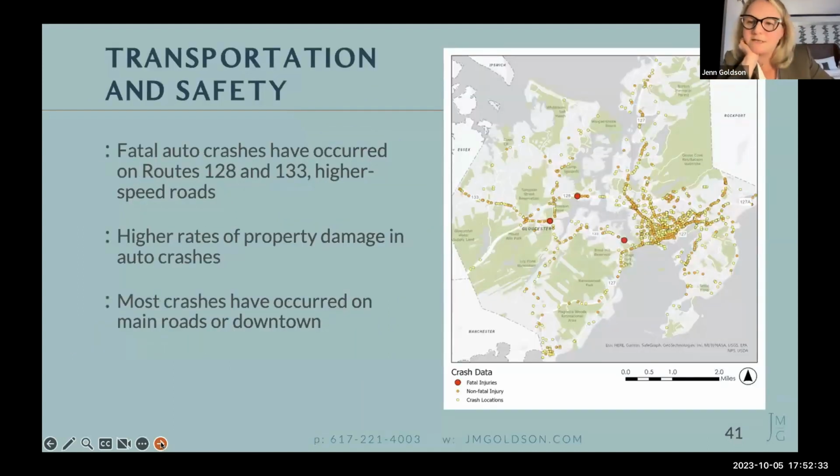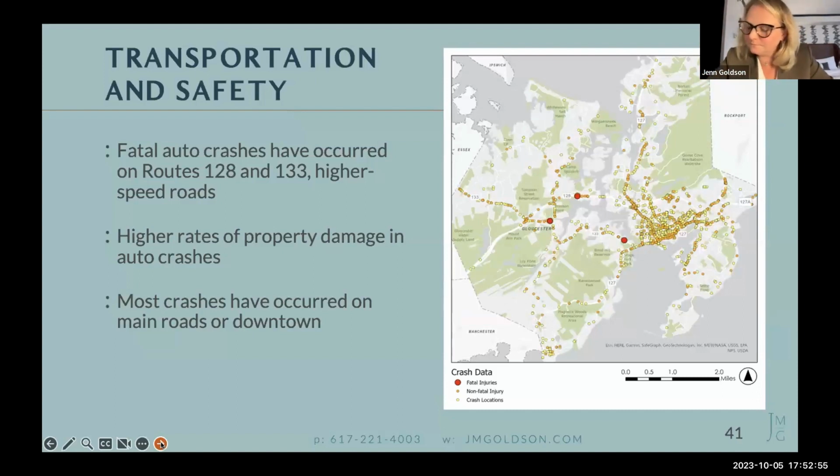So we also looked at safety. And so we saw fatal auto crashes occurring on higher speed roads, which makes sense. We also saw, though, higher rates of property damage in auto crashes. So not as many fatalities, but more property damage. And that was seen particularly in downtown streets.